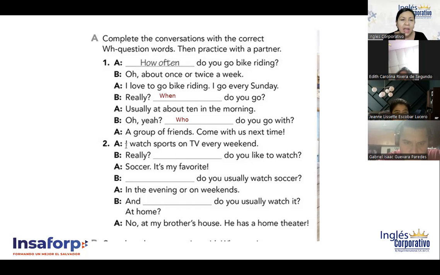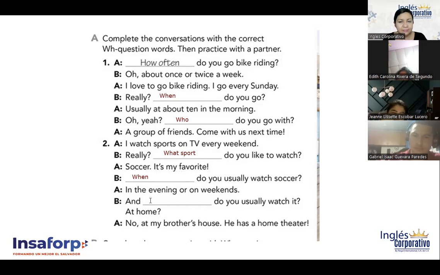Second conversation. I watch sports on TV every weekend. Really? What do you like to watch? Okay, but if we want to make it more specific, we can say what sport? What sport do you like to watch? Soccer. It's my favorite. When? Okay, when? When do you watch? So when do you usually watch soccer? In the evening or on weekends?